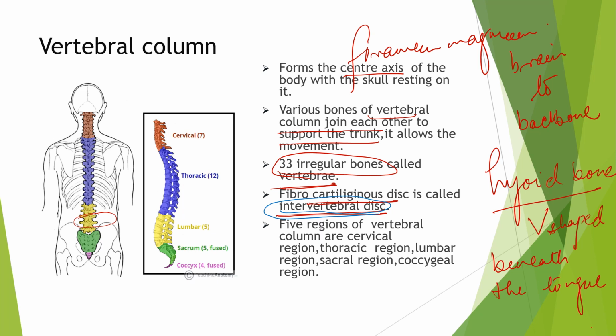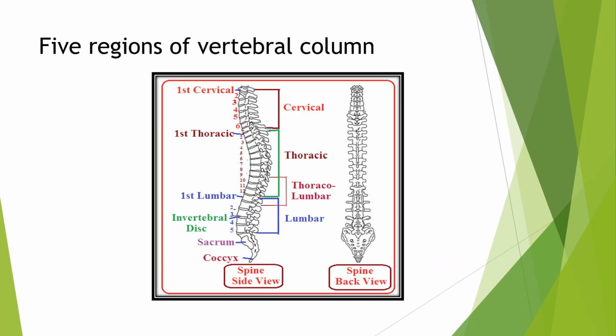Now, what are the main 5 regions of the vertebral column? The main 5 regions are: first, the cervical region; second, the thoracic region; third, the lumbar region; fourth, the sacral region or the sacrum; and last but not the least, the coccygeal region or the coccyx. So there are 5 main regions, and how these regions are divided and how many bones are there in each region, we will be discussing in the next part. So let us see in the next slide.